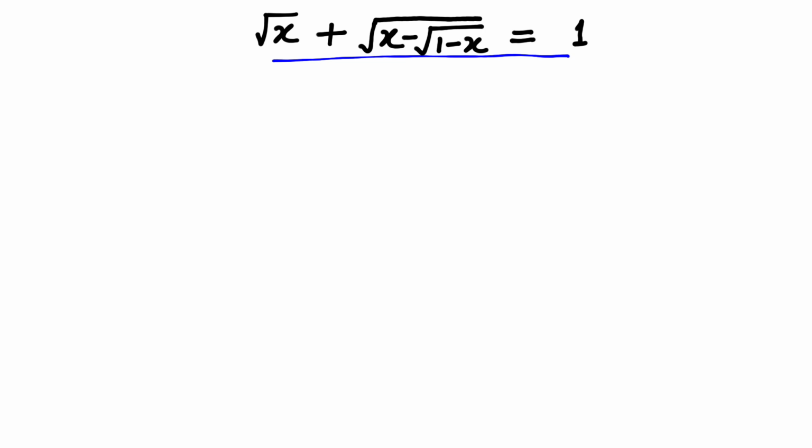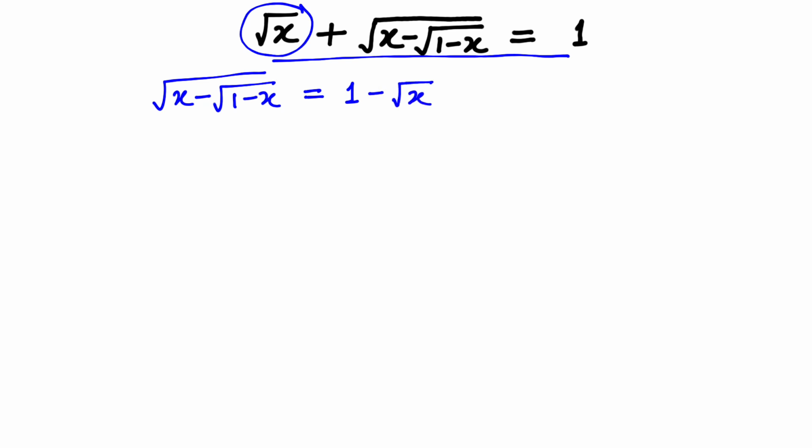is equal to 1. All we have to do is start by taking under root x to the right hand side of the equality. So this becomes under root x minus under root 1 minus x is equal to 1 minus under root x, since under root x goes to the other side as negative. Now we will square both the sides.